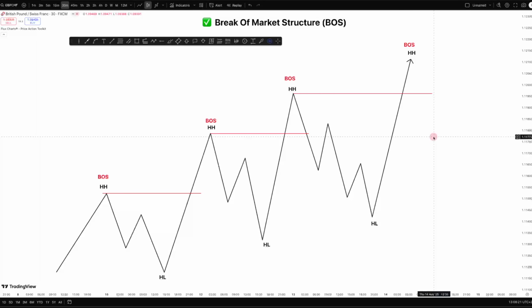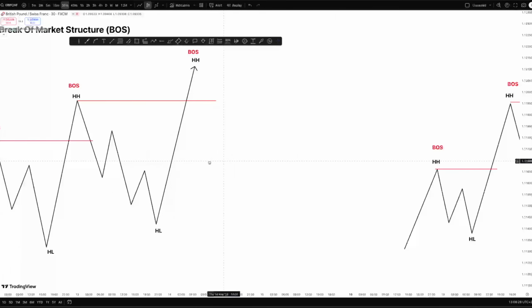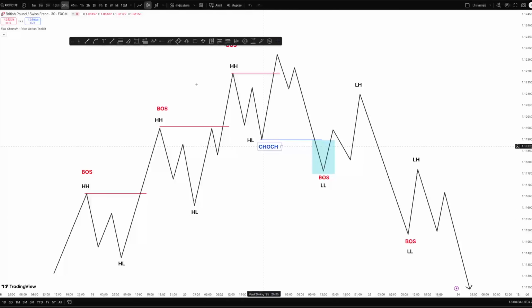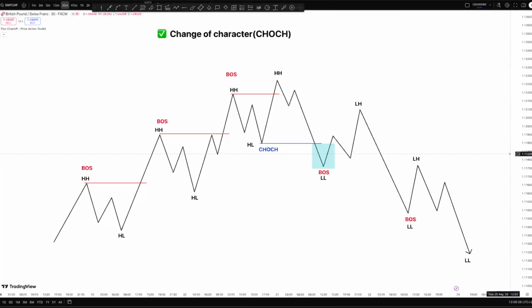So you will see break of market structure often in the market when the market is trending a lot. But if the market is trying to reverse, think of it as the market is trying to change direction, this is where change of character comes in. We can see that we have a higher high, a higher low, and then we break the structure. That means we have a break of market structure. We correct here, create a higher low.